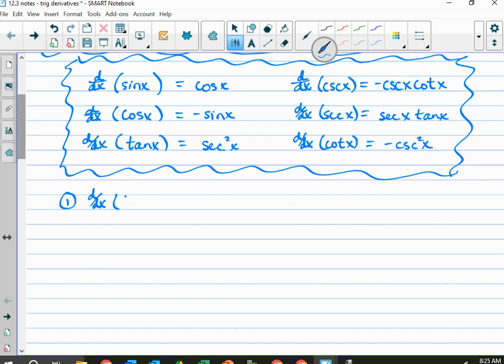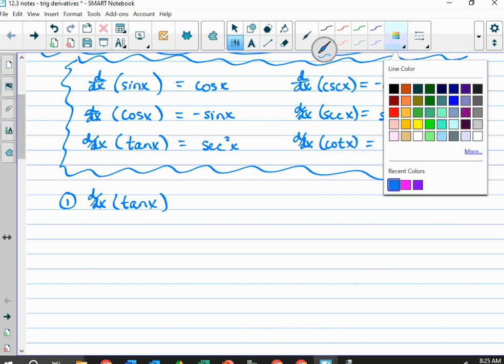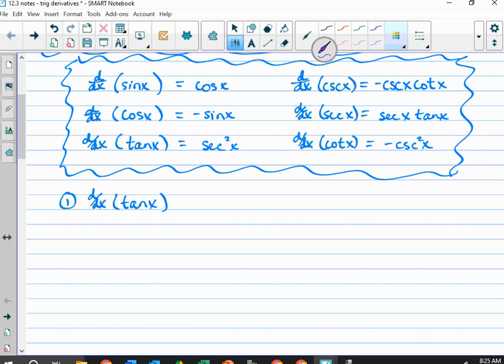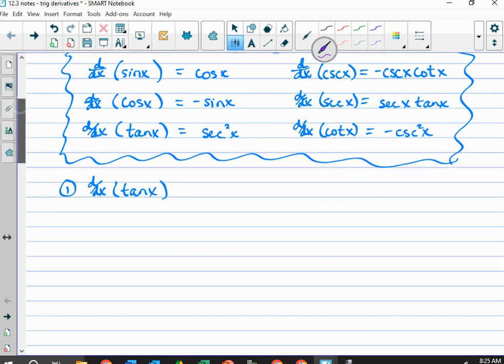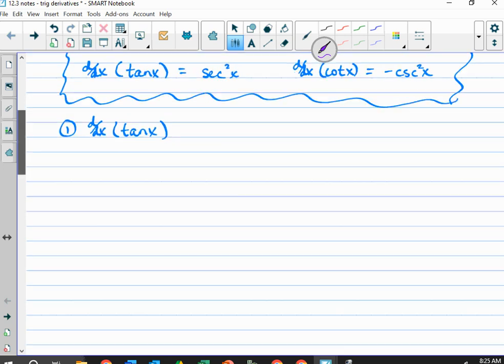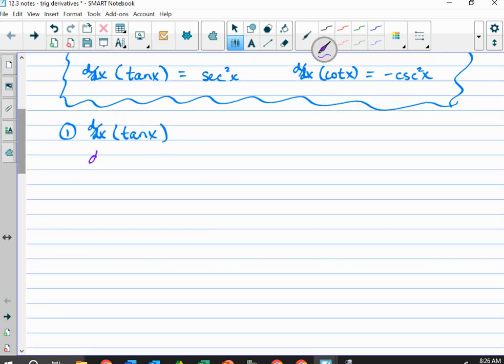Let's find d dx of tangent. Now we know what this is supposed to equal, but let's show why it equals that. So how can I rewrite tangent? Sine over cosine. So d dx of sine of x over cosine of x. So what rule am I going to have to use? Quotient rule, yes.